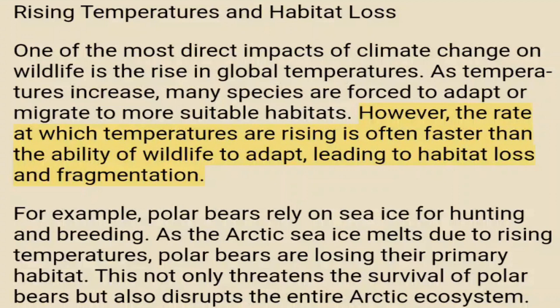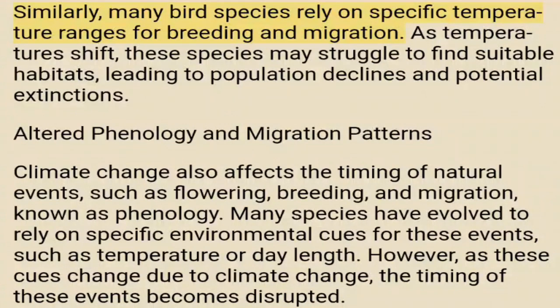For example, polar bears rely on sea ice for hunting and breeding. As the Arctic sea ice melts due to rising temperatures, polar bears are losing their primary habitat. This not only threatens the survival of polar bears but also disrupts the entire Arctic ecosystem. Similarly, many bird species rely on specific temperature ranges for breeding and migration.